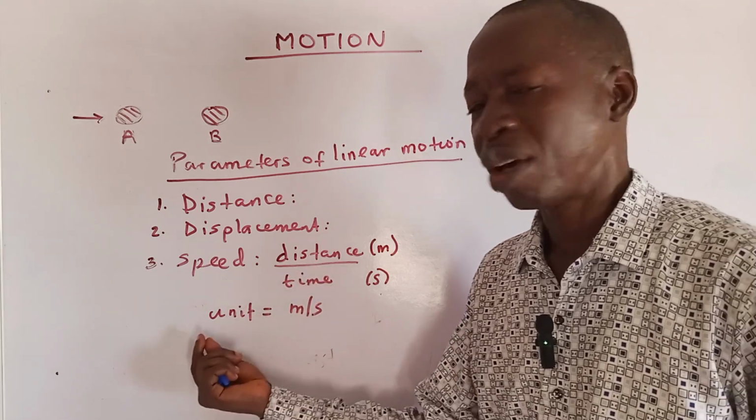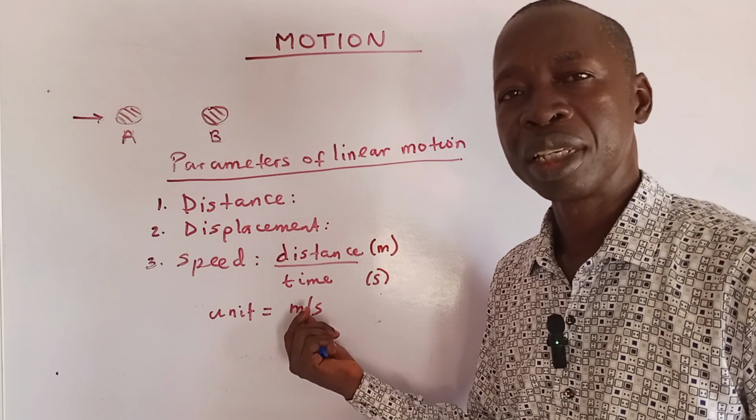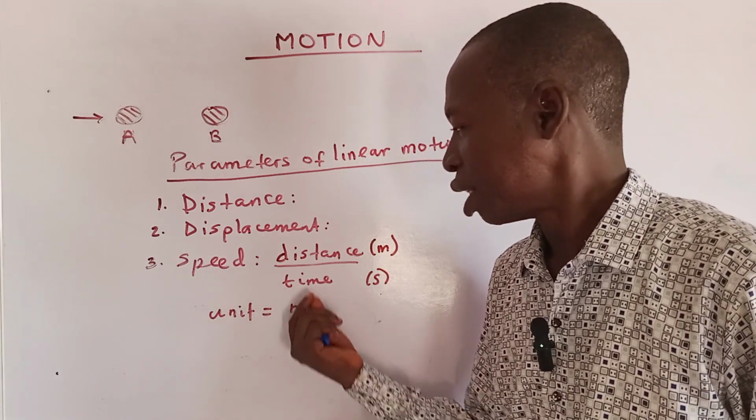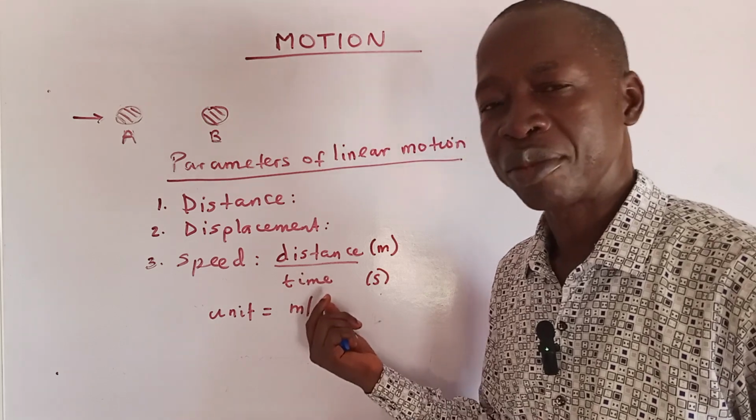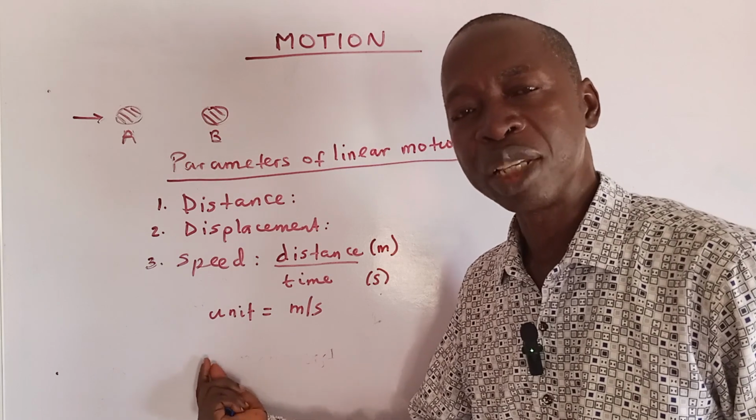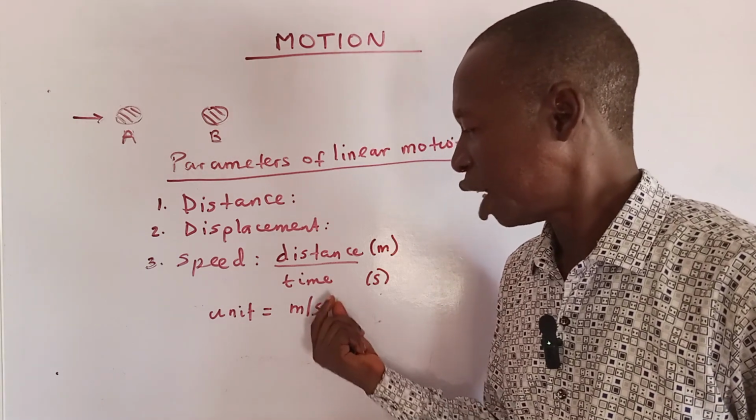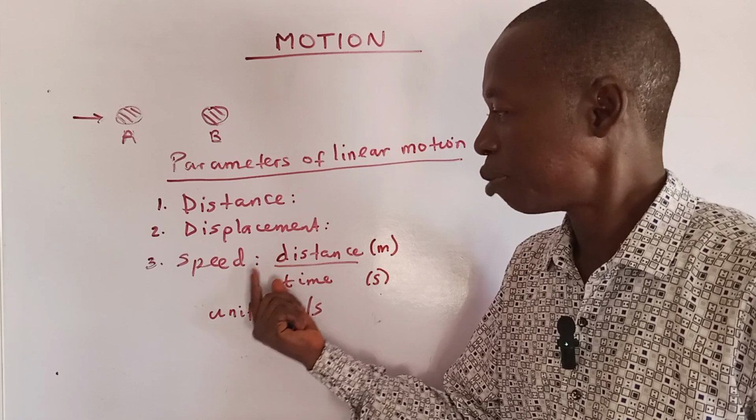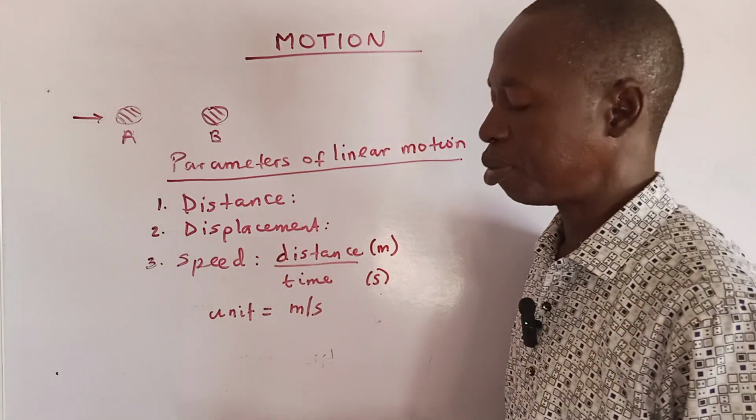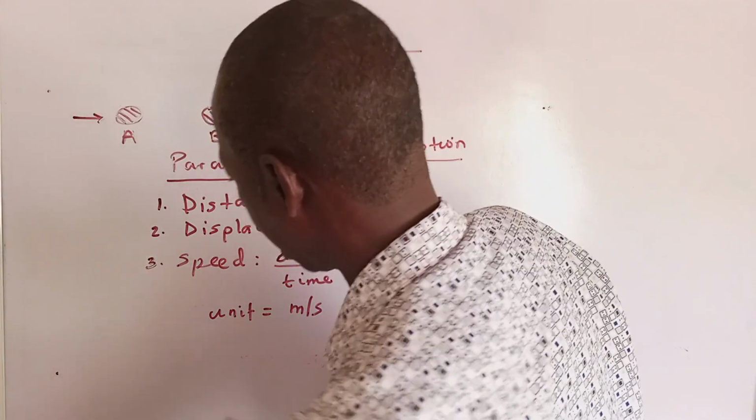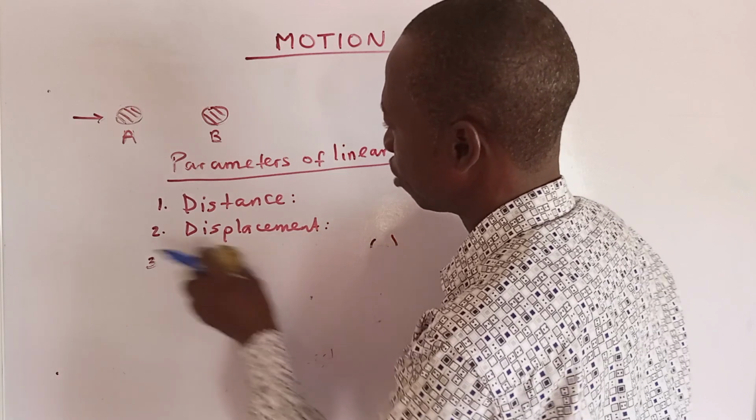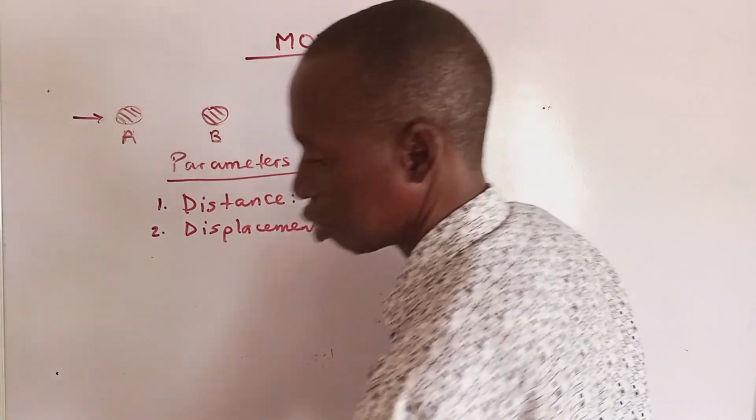When you measure the amount of space between 2 points, the distance between those 2 points divided by the time that it took for the object to move from one point to another, when you measure and you divide the two, we call it speed. So that's another parameter of linear motion. Then the next one we are looking at is velocity.